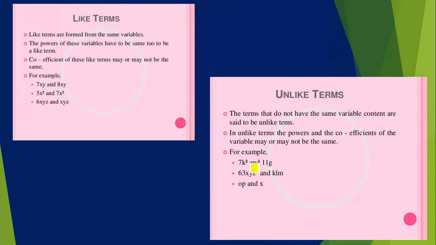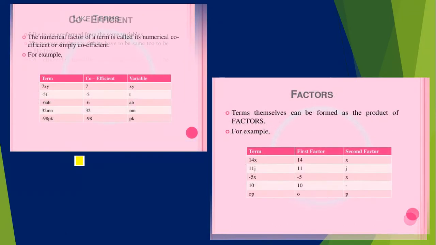For example, 7k2 and 11g. In this example, k2 is a different variable and g is totally different. 63xyz raised to the 3 and klm. That also has different variables. So that is unlike terms.